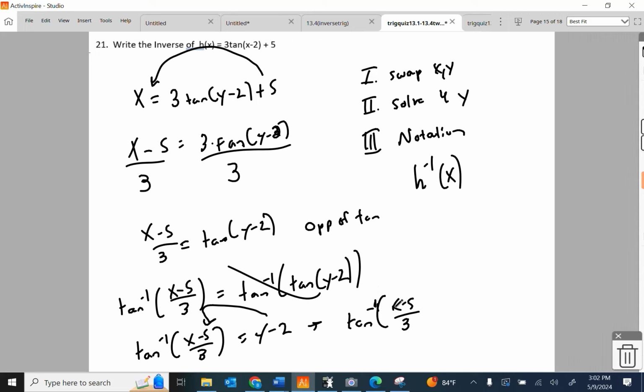Arctangent of (x minus 5) over 3 plus 2 is going to be y, so correct notation.